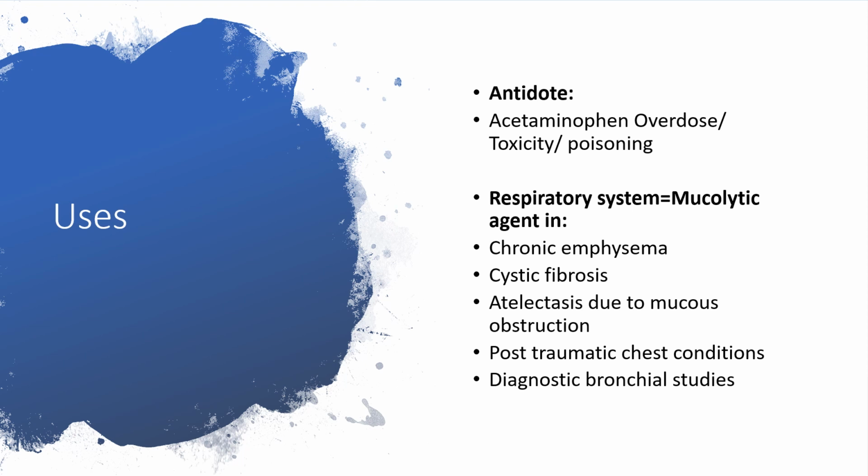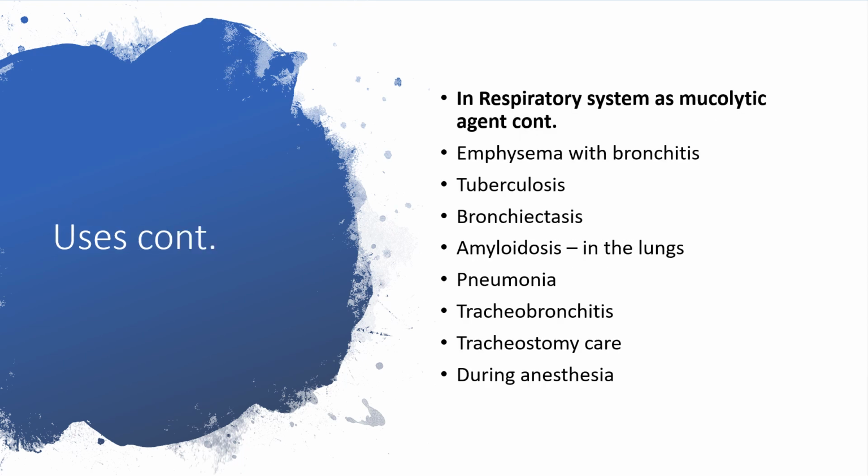Like the name depicts, mucolytic, it breaks down the mucus. That is why people with cystic fibrosis will benefit here, or where there's collapse of the lungs secondary to mucous obstruction. In the respiratory system, as a mucolytic agent, we use N-acetylcysteine in emphysema with bronchitis. We also use it in tuberculosis, bronchiectasis, amyloidosis affecting the lungs, pneumonia, tracheobronchitis, and tracheostomy care, so as to break down the mucus, and of course during anesthesia.